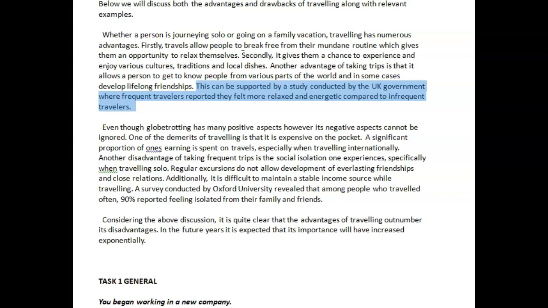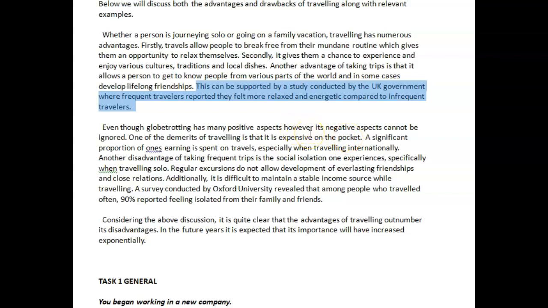Let's keep going. Even though globetrotting has many positive aspects, its negative aspects cannot be ignored. It's the same thing as you did before with that but and that although. You already have even though, so you don't need however. Just choose one. One of the demerits of traveling is that it is expensive on the pocket. Or, this is a little unnatural. Just be like, it's expensive and that's it.